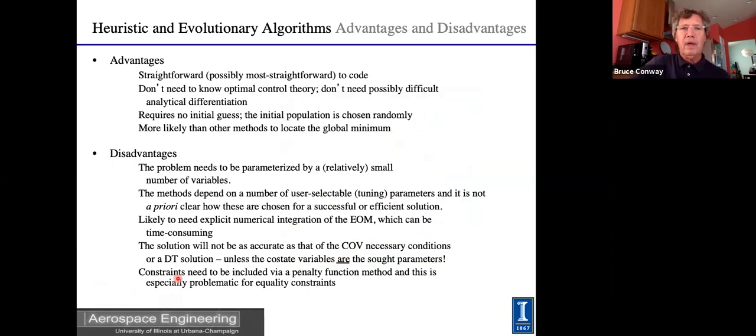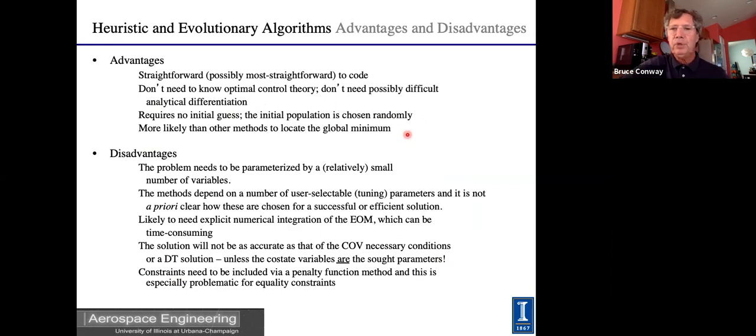Well, I'm really just going to talk about the advantages. It's really easy to code. Extremely easy to code. You don't need to know anything about optimal control theory. You don't need to know about Euler-Lagrange equations. A high school kid could do this. But the most important thing is that you don't have to prejudice it with any kind of initial guess.